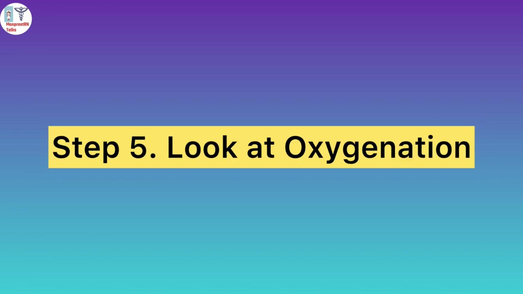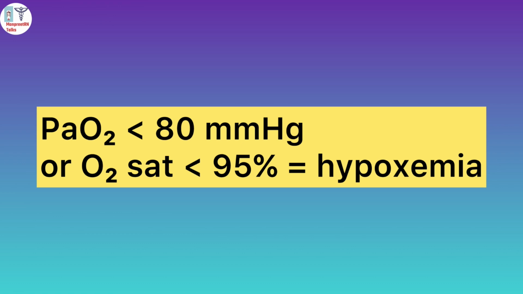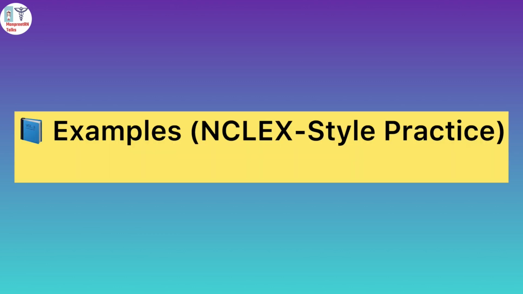Step 5 is look for oxygenation. If PaO₂ is less than 80 mmHg or O₂ saturation is less than 95%, it means the patient has hypoxemia. This will identify a respiratory failure situation. Next, NCLEX style practice questions.